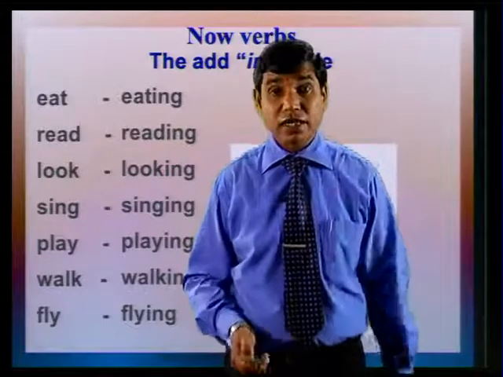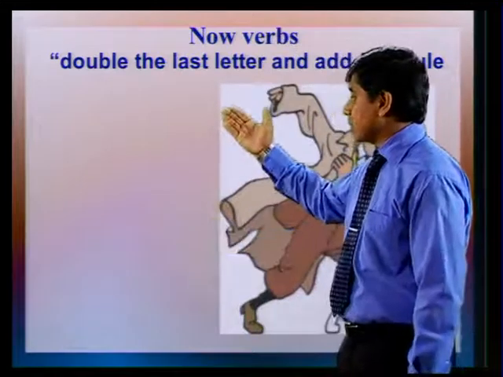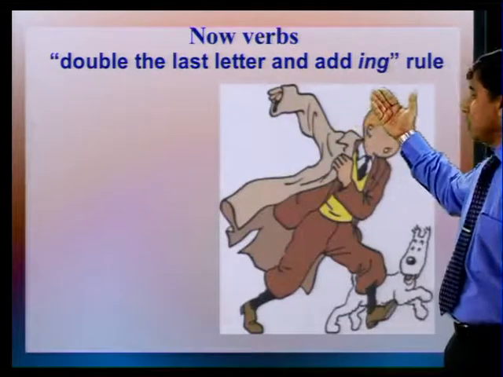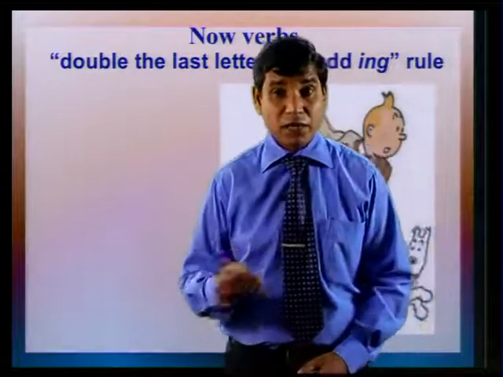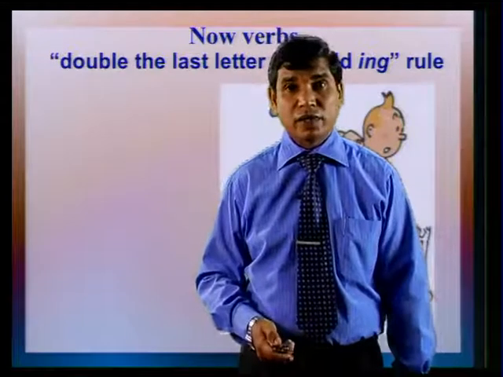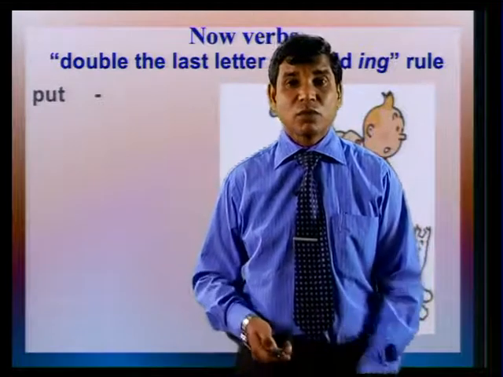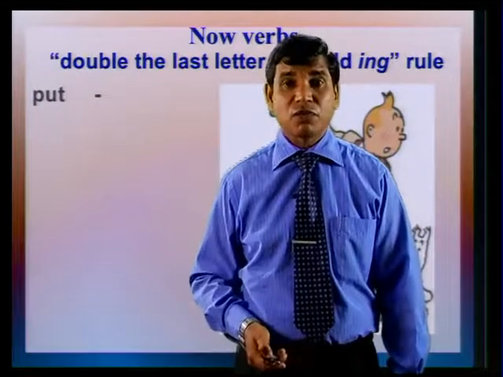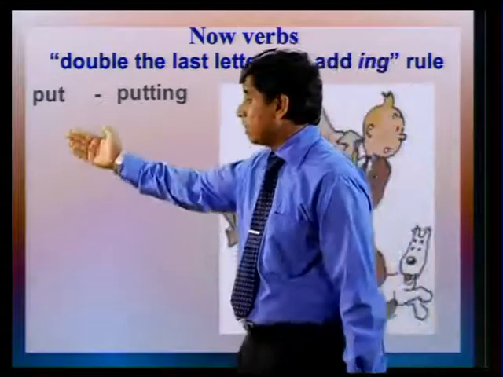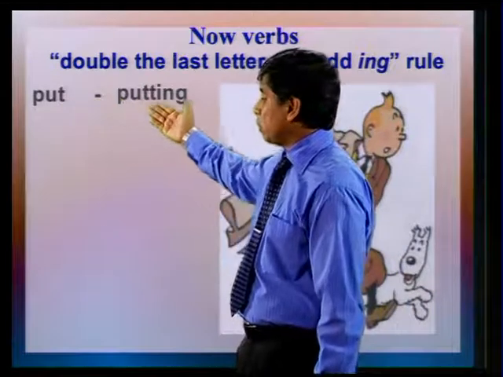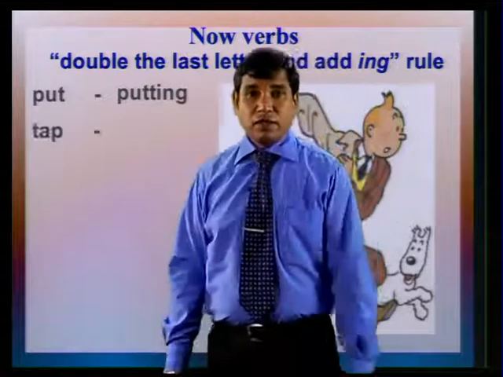Let's go for the second rule. The second rule is to double the last letter and add ing. So we are going to double the last letter of the base verb and add ing. Let's try some examples. Put. To make the ing form, what do we have to do? We have to double the last letter. What is the last letter here? It is T. So when you write putting, you have to double the last letter. Put, putting.